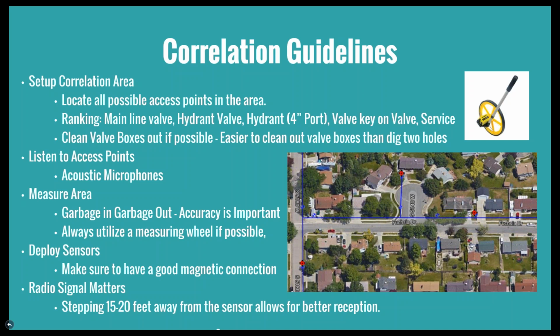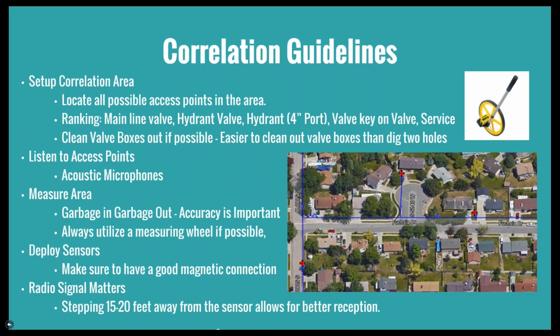So when you're correlating, you want to locate all the possible areas for access points. Like I said, hydrants, valve operator nuts, even meters in some cases where you have access to the water main. Some of the things that go into this are cleaning out valve boxes so that you have good connection to that metallic part of the pipe with your sensor. Listening at the access points using acoustic microphones, and then the measurement area, making sure the accuracy of the distance is important.